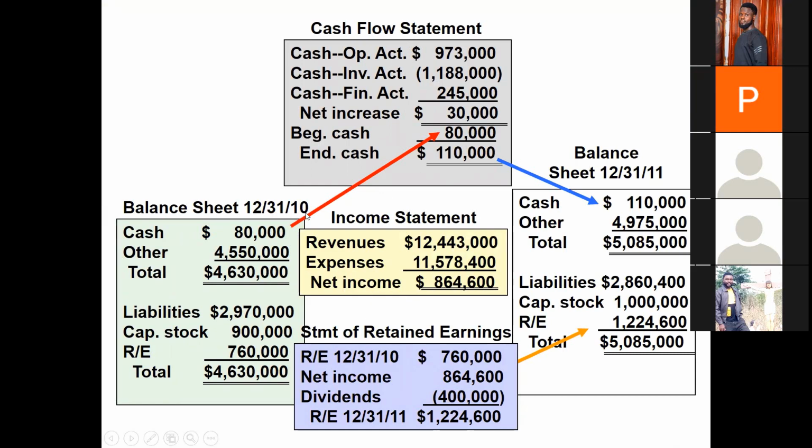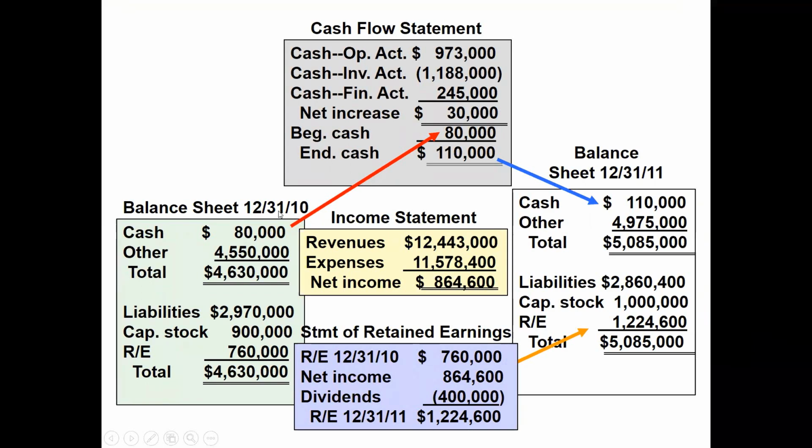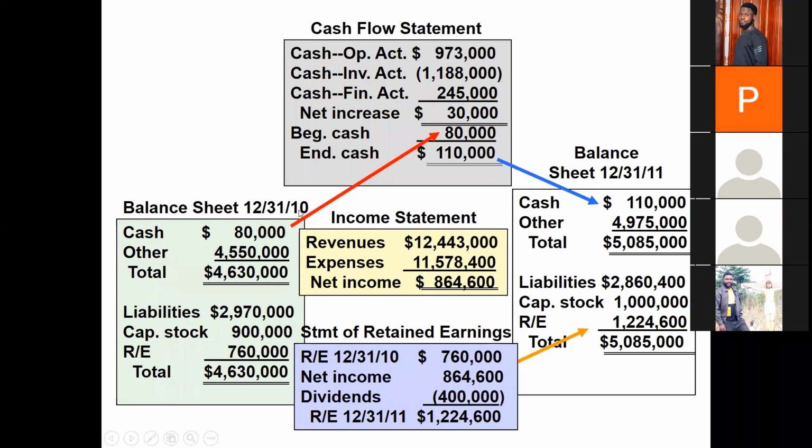We have 2010 on my right. That is December 31st, 2010, which is the red arrow. Let's see where the red arrow starts from: December 23rd to December 31st, 2010. That is for 2010. And then let's see where the blue arrow is. The blue arrow is for 2011. So let's see the retained earnings here.